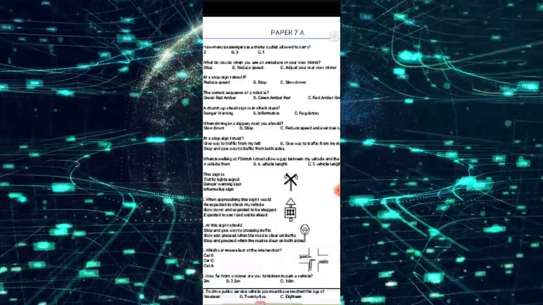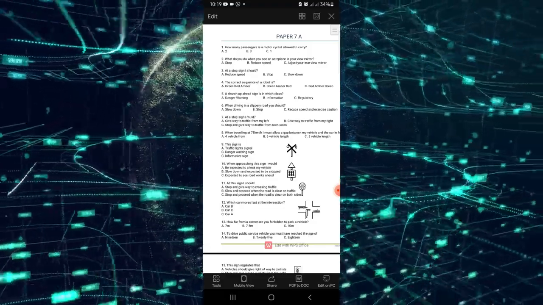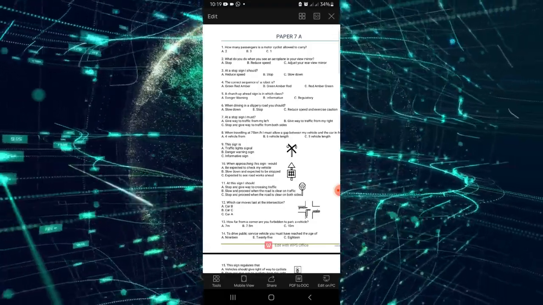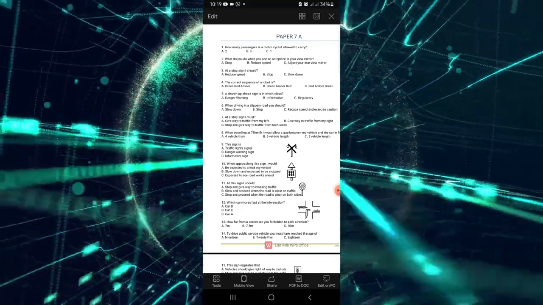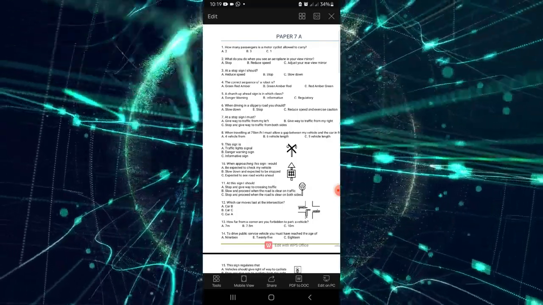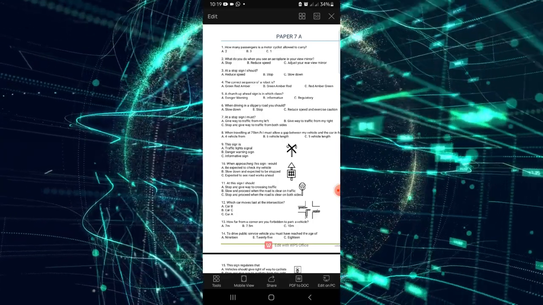Now let's go through each and every question together. Number 1 says, how many passengers is a motorcycle allowed to carry? A motorcycle is not allowed to carry more than 1 passenger. You should know that. A motorcycle should only carry 1 passenger. So our correct answer for this one is what?